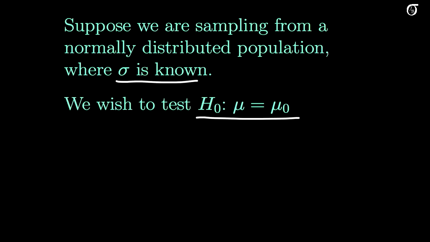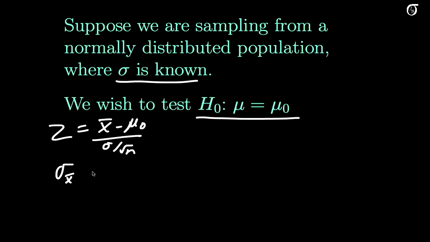Well, when we are sampling from a normally distributed population and sigma is known, we have a z statistic, and z is equal to x bar minus mu naught over sigma over the square root of n. Now this denominator here we sometimes call sigma x bar, and that's sigma over the square root of n, and that is the true standard deviation of the sampling distribution of x bar. Now in the event the null hypothesis is correct, that z statistic has the standard normal distribution, I'm just going to call it SND. z has a standard normal distribution if the null hypothesis is indeed correct.